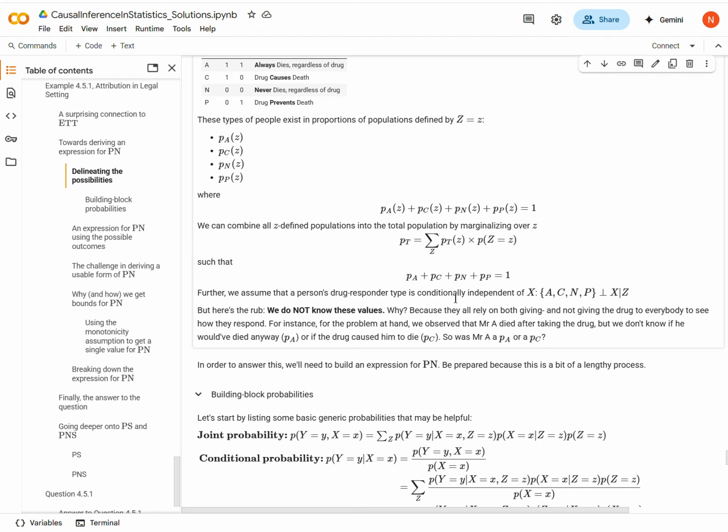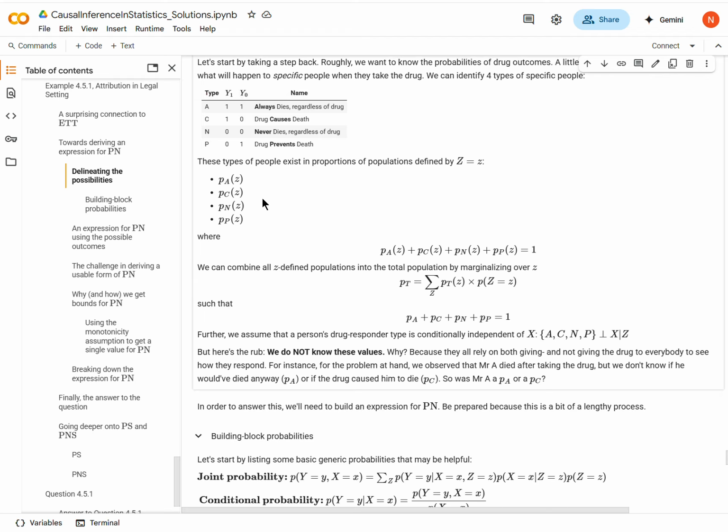Okay, now here's the difficulty. We can't really know, if you look at somebody, you don't know if they're PA or PC or PN or PP or whatever. Now, you can give them the drug and see what happens, but you can't both give them the drug and not give them the drug. And because these different types depend on their different reactions to taking the drug or not taking the drug, but you only get one shot at it, we don't know these things. Okay, so that's the difficulty.